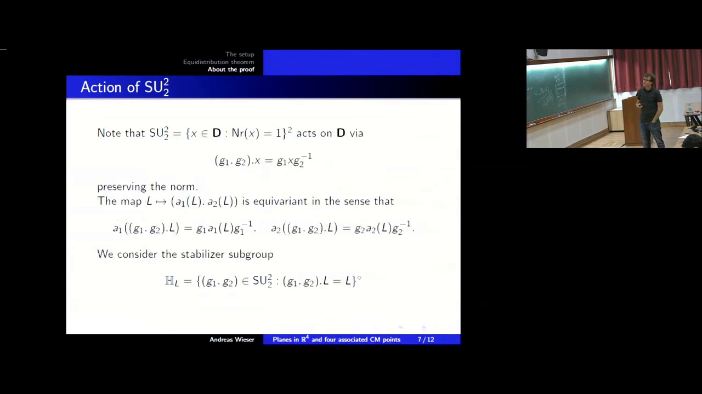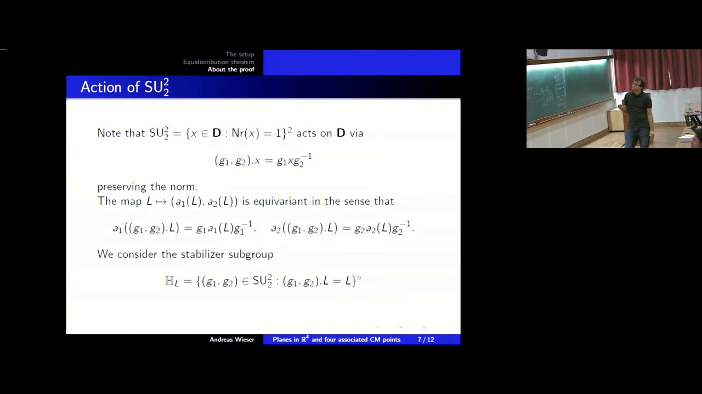So let me say something about the proof. The group in the background is SU2 squared. SU2 is just norm 1 quaternions. And SU2 squared acts on the quaternion algebra by multiplying with one element from the left and the other one from the right. It's trivial to check that this is actually norm-preserving. So what you get, in other words, is a map from SU2 squared to SO4, which is an isogeny.